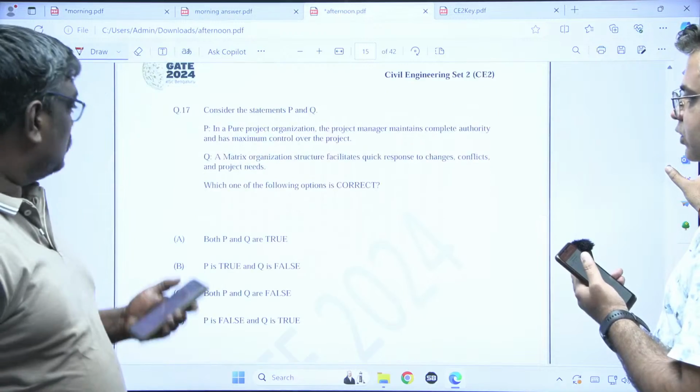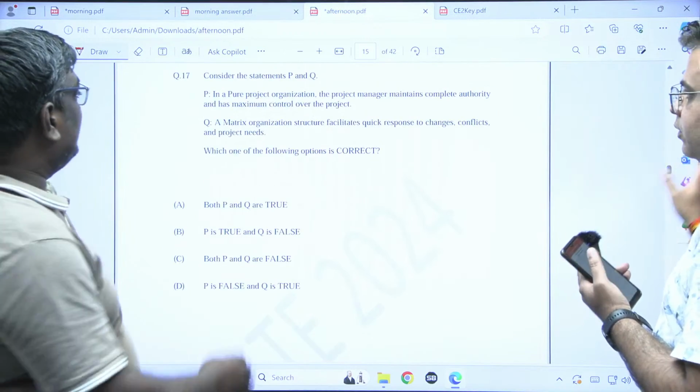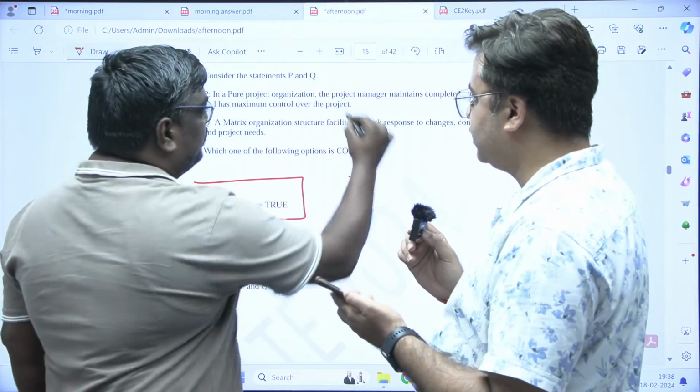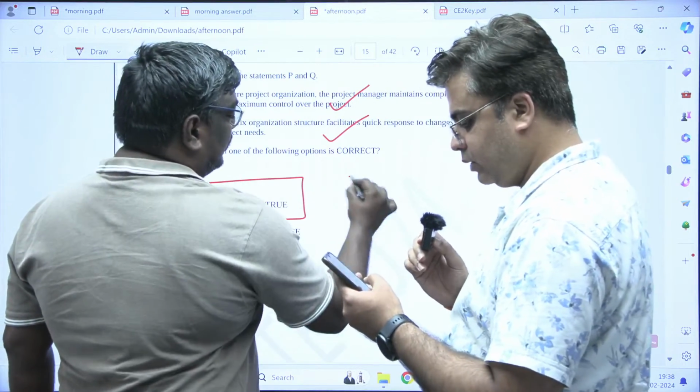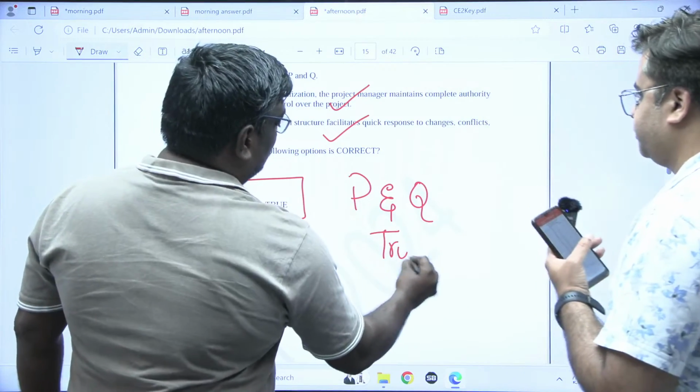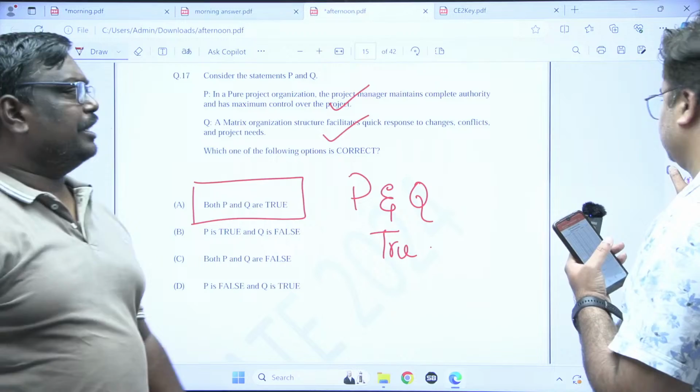Then you have question 17. The answer here is both P and Q. Please check it, sir. Question 17: P and Q are correct. Yes, correct. Sir, it's a question related to CMM, right? Yes, in a pure project organization and all.